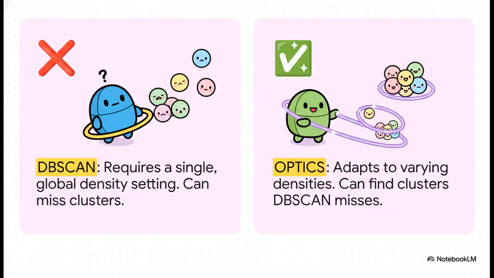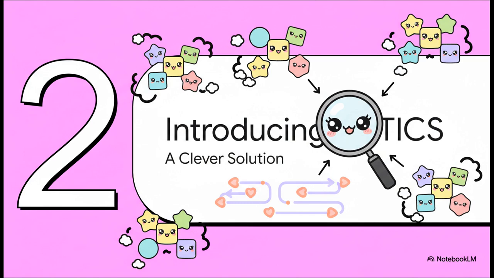And this is where you can really see the difference. DBSCAN's one-size-fits-all approach kind of makes it blind to all that nuance in the data. OPTICS, on the other hand, was built from the ground up to be flexible. It actually adapts to the local density of the data, which lets it find the very clusters that DBSCAN would have missed completely. So, the big question is, how in the world does OPTICS pull this off?